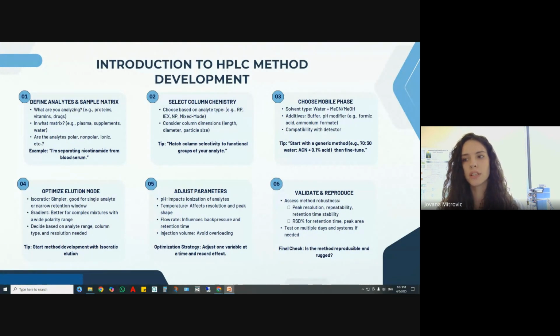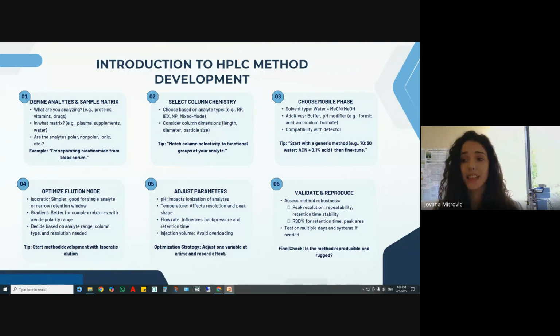So let's walk through the typical workflow of HPLC method development. Step 1 is usually to define the analytes and sample matrix. So we ask ourselves, are we working with small molecules like vitamins or large biomolecules like proteins? Knowing this helps you decide on columns and sample preparation. Next, we have step 2, which is to choose the right column chemistry. Reverse phase is great for non-polar analytes, while ion exchange is better for charged species. Mixed mode chromatography shines when you need to separate analytes with multiple or complex functional groups.